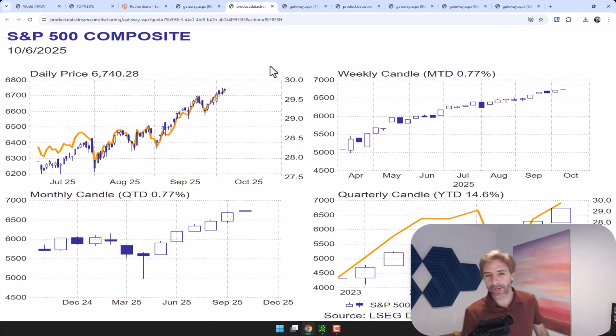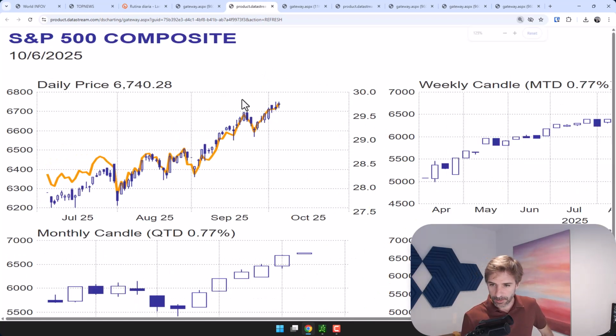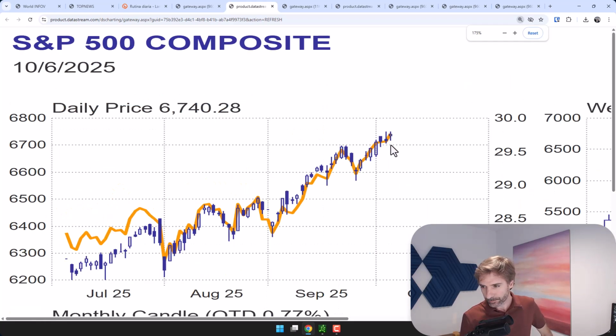Focusing on the daily price of the S&P 500, this is interesting. Let me show you here. So these are the last 3 days, daily candles. The price has been moving higher, but these candles printed red. I mean, not red, but they printed negative, right? And yesterday was a positive candle.